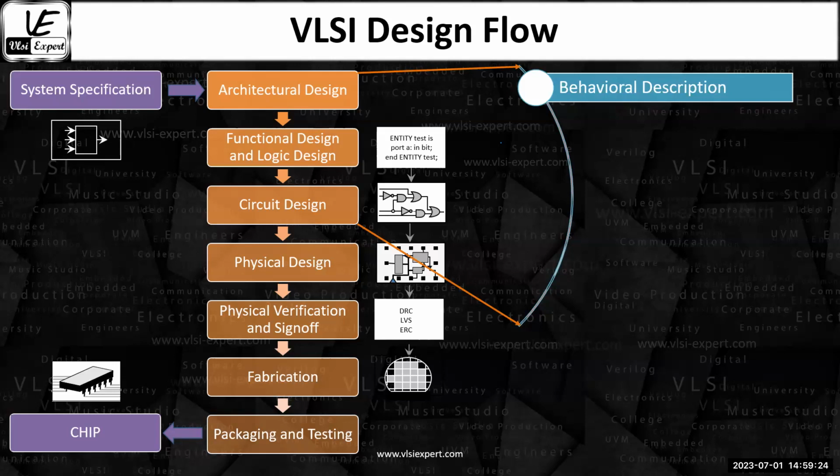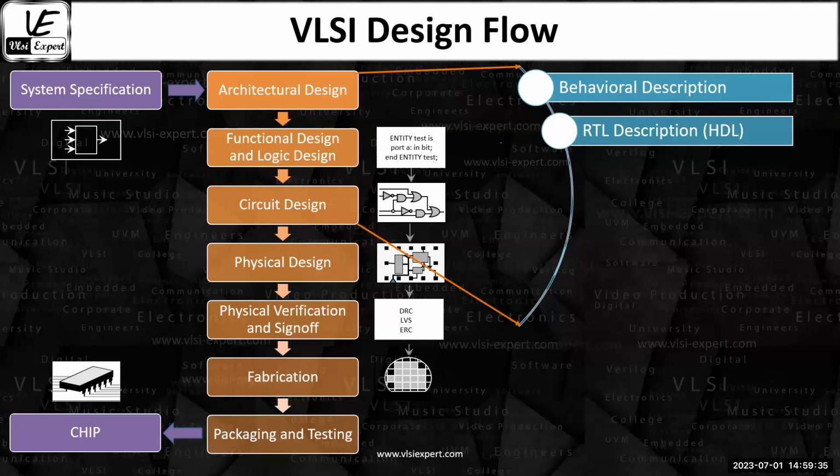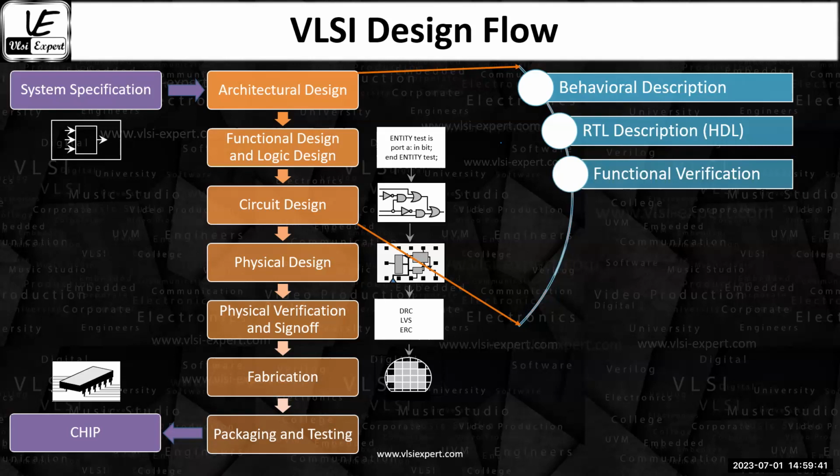So architectural design, functional design, circuit design usually come as a part of the front end. There we usually talk about the behavioral description, how you're going to write the code, the RTL description in terms of the RTL. Then functional verification: once you write it, you're going to functionally verify it.